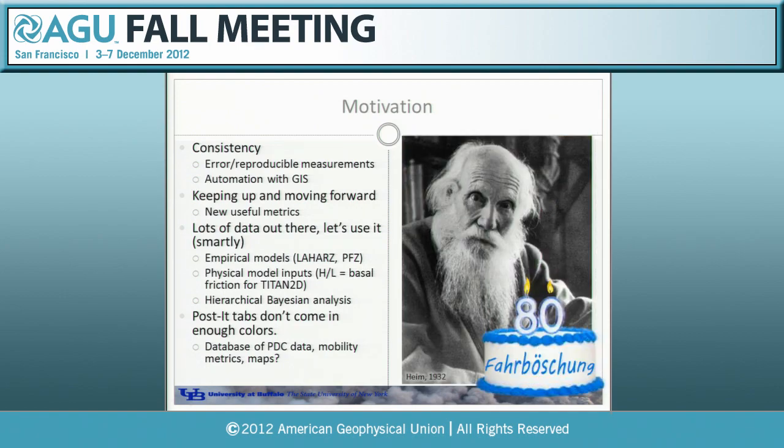And a last motivation: it is the 80th anniversary of the paper that started us talking about mobility metrics in the first place, Heim 1932. So happy 80th anniversary there.